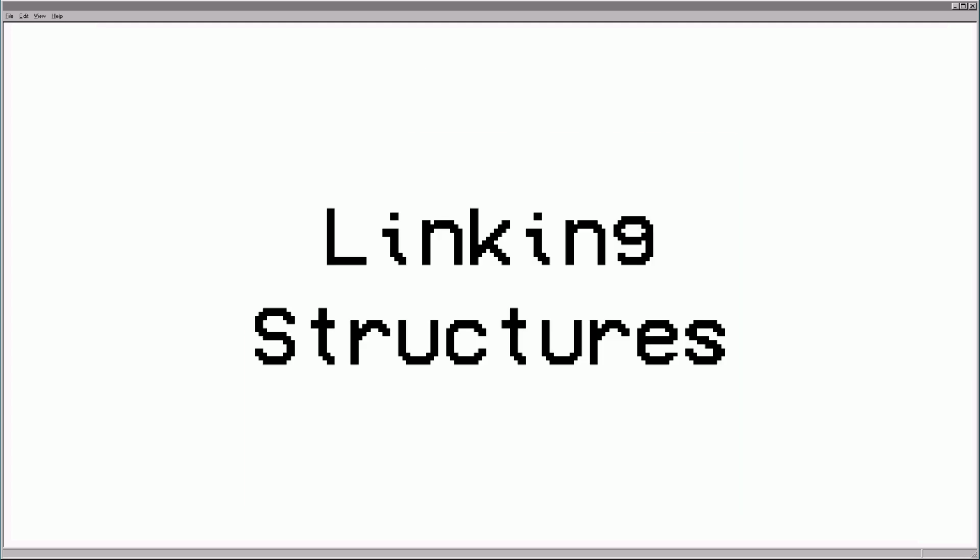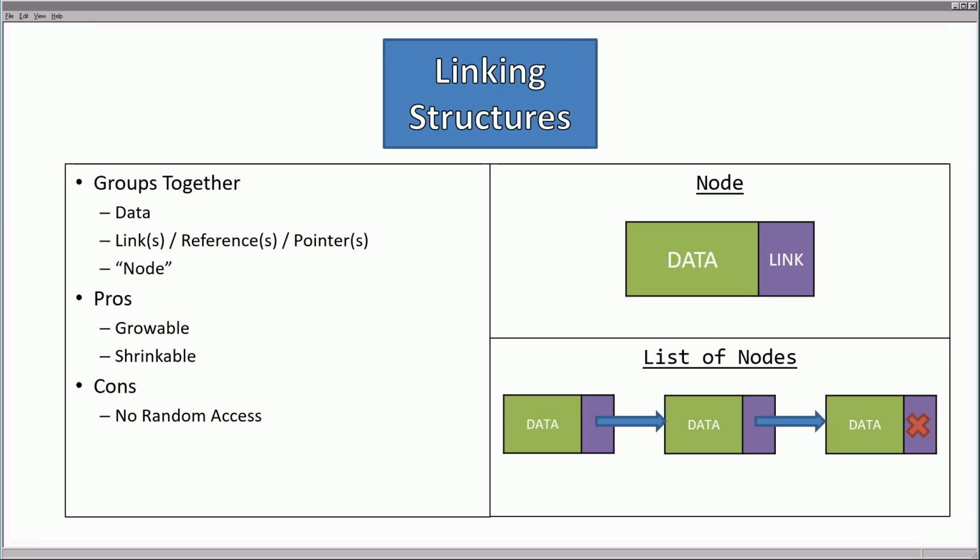Now we introduce the concept of a linking structure. Now, with a linking structure, the first thing that we have to know is you group together like data and a link into a structure called a node. When we start using linking structures, the pros is you can grow this structure and you can shrink this structure. However, we have to sacrifice random access in order to achieve a growing and a shrinking data structure.